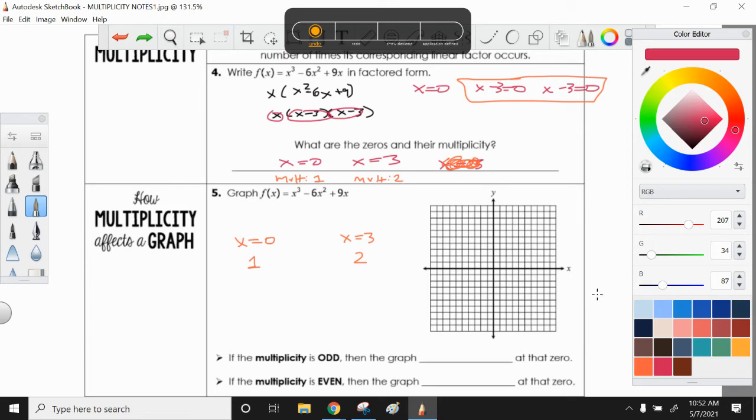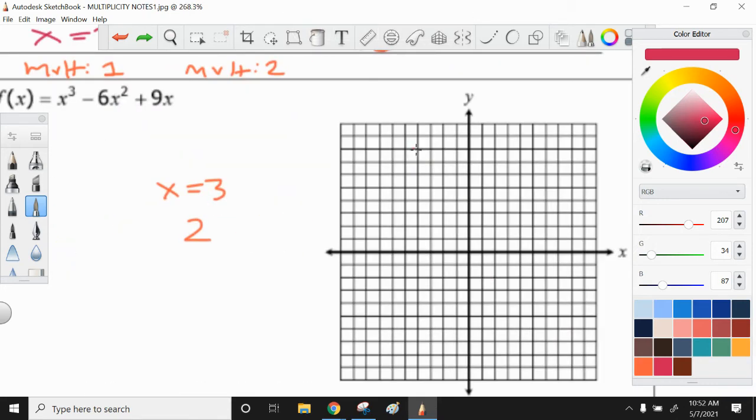But on the graph, that would be 0 and 3 and 3 again.